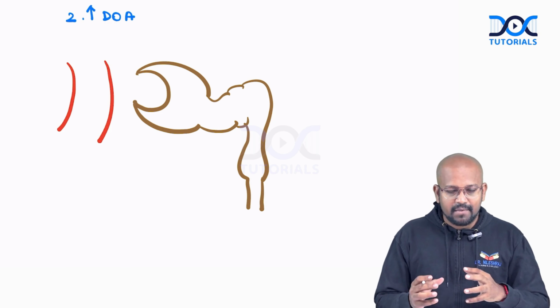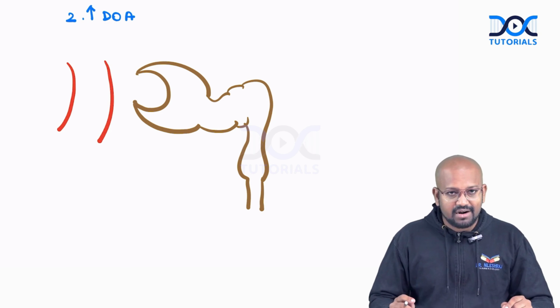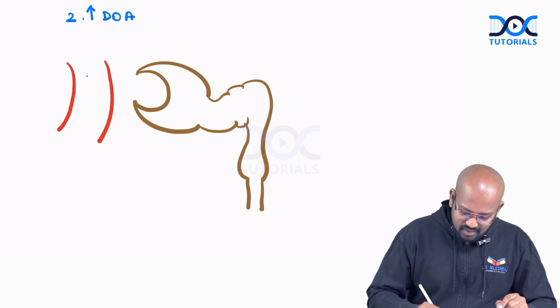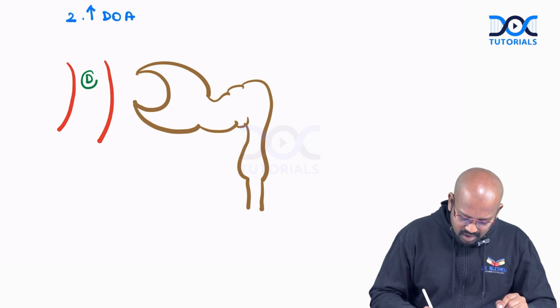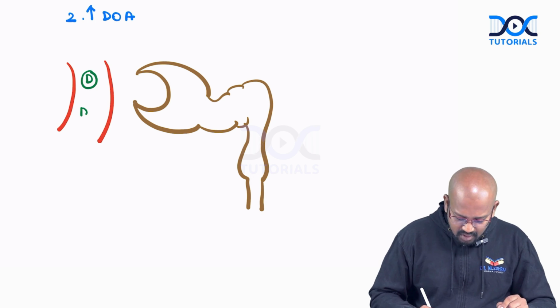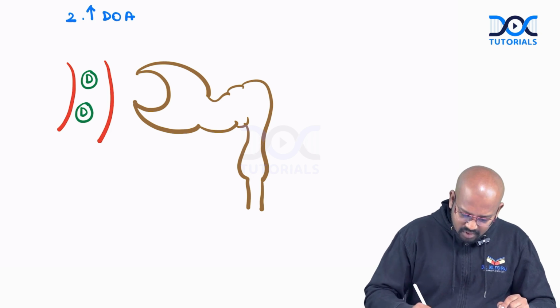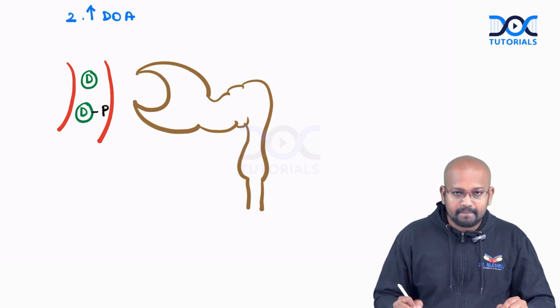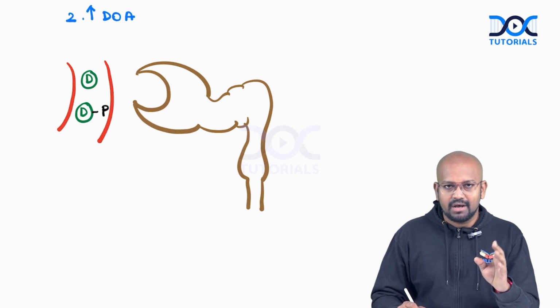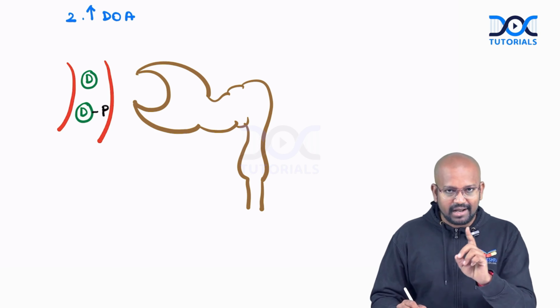For our understanding, I am drawing it separately. Afferent arteriole is there. Again, we have the drug molecule. Drug molecule can be either free or bound with the plasma protein. If it is acidic, it binds with albumin. Basic, binds with alpha-1 acid glycoprotein.